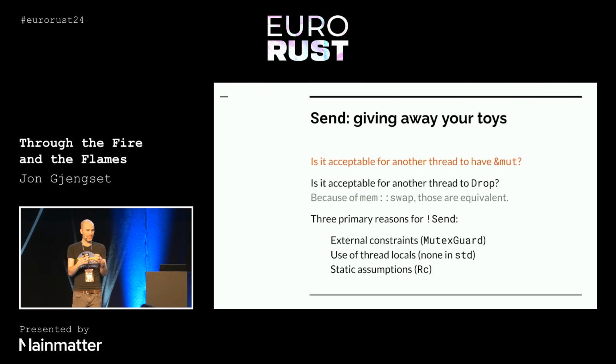And the third reason why something might not be Send is because of static assumptions, things where the semantics of the type or the methods that the type provides only work if it does not cross thread boundaries. The Rc type from the standard library is a good example of this. So the Rc type is a reference counted type, kind of like Arc, the atomically counted reference counting type. But Rc does not use atomics to keep track of how many copies there are of something.